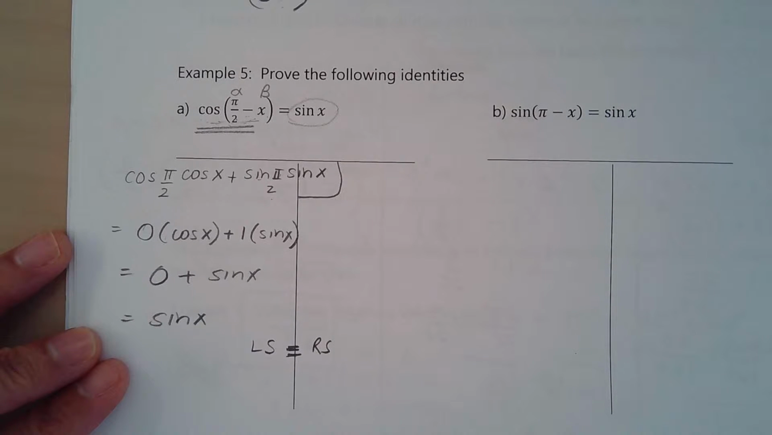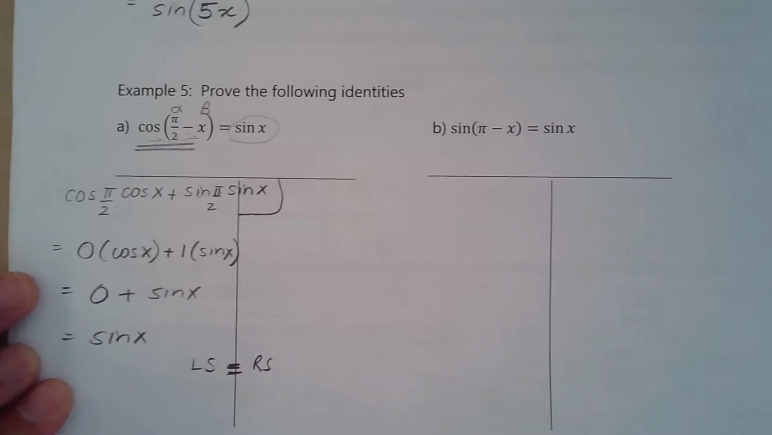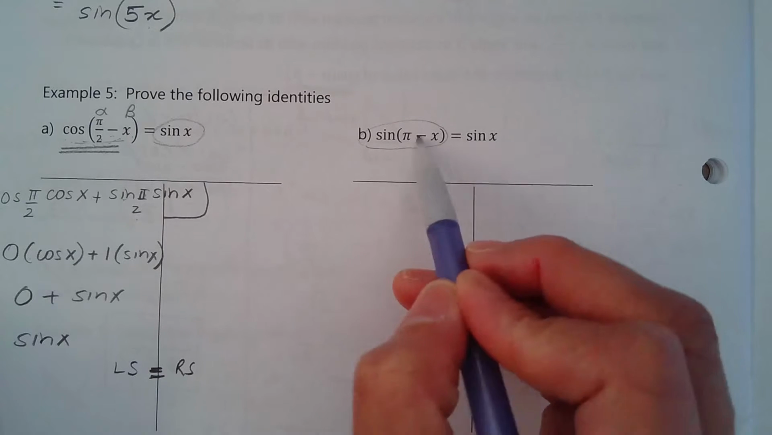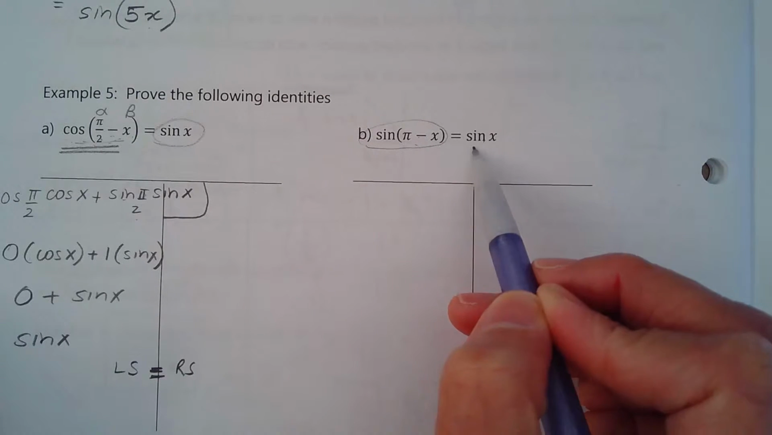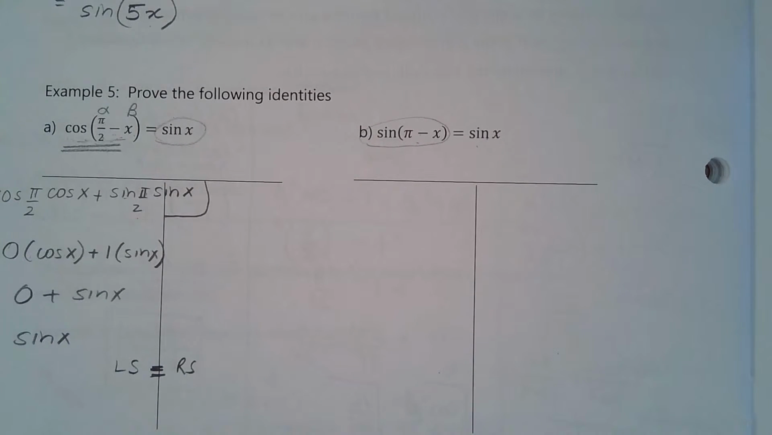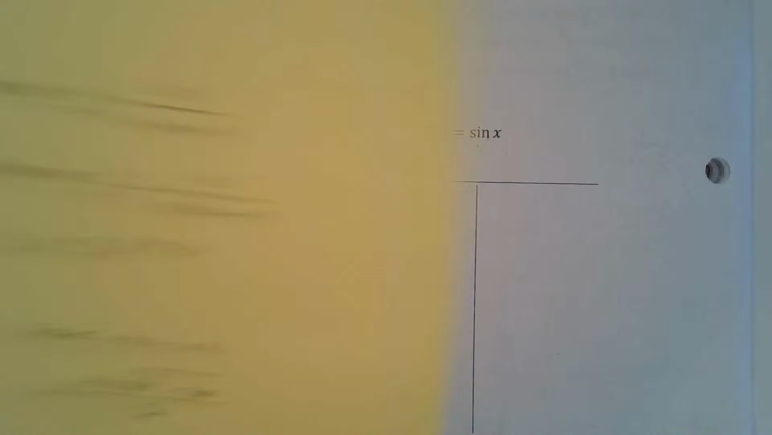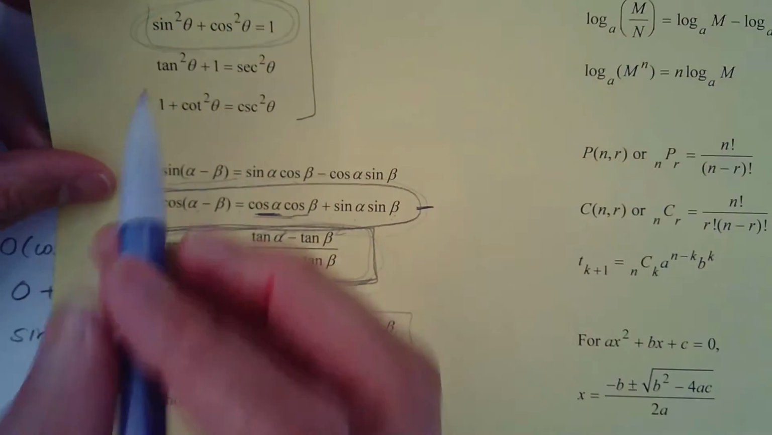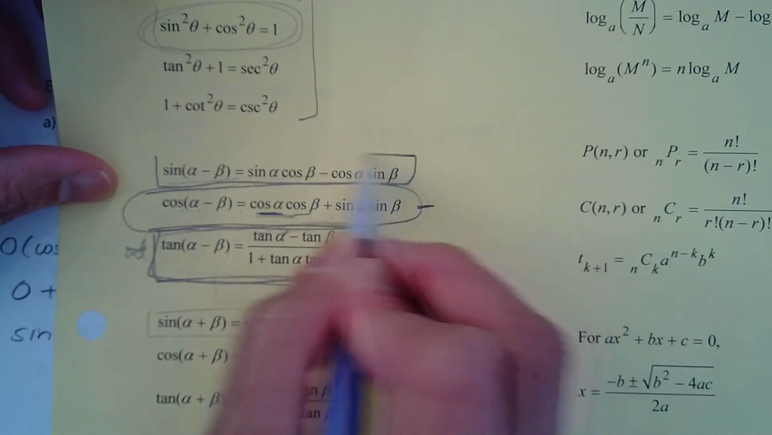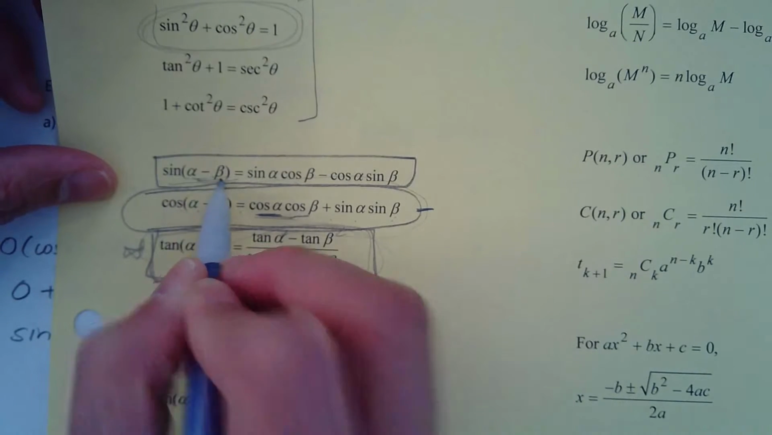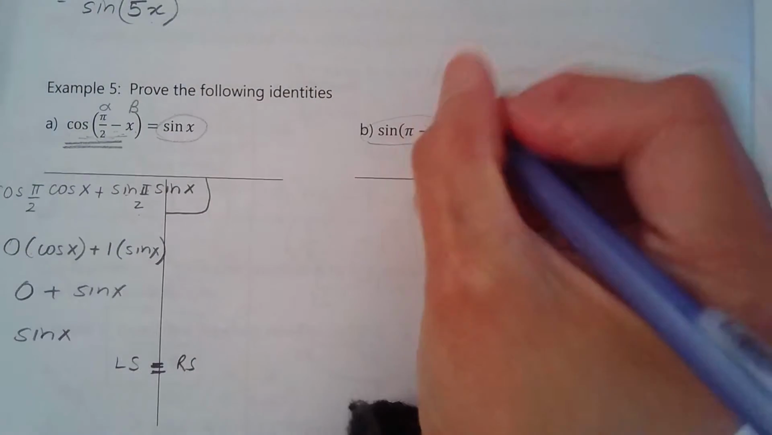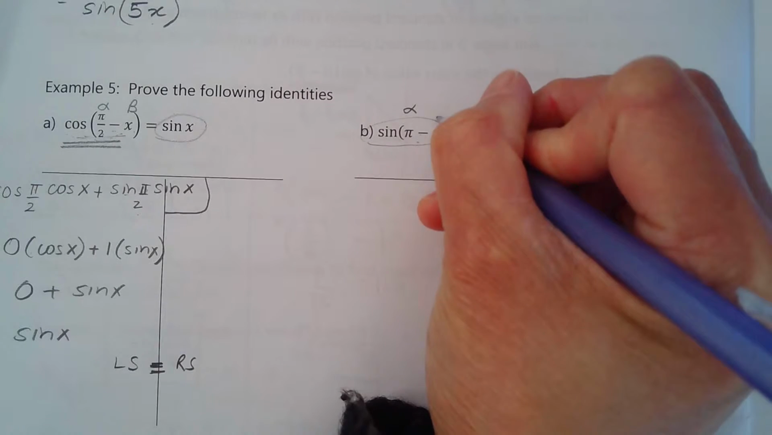Okay, that's pretty good, right? Take a look at the B. How can we expand this so that we can prove that this is true? Which one is that? Sine. Okay, so that's this one here, the difference of the angle. So sine alpha minus beta. So alpha is your pi, beta is your x.